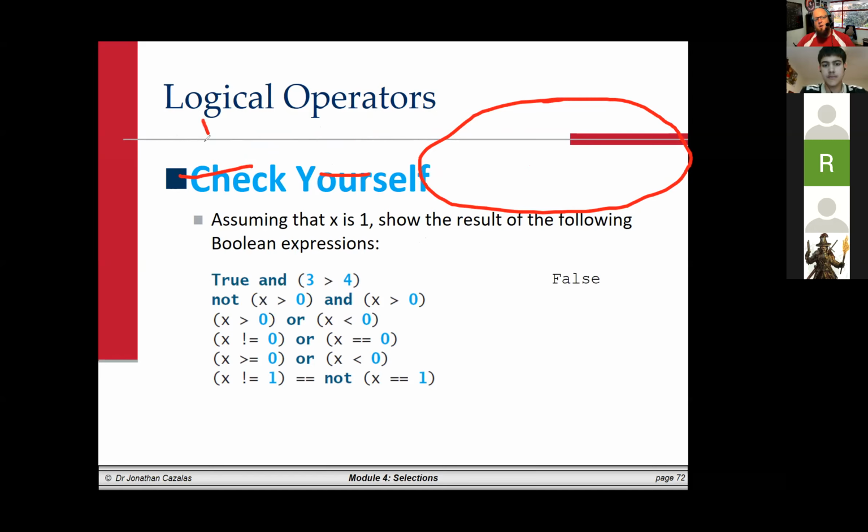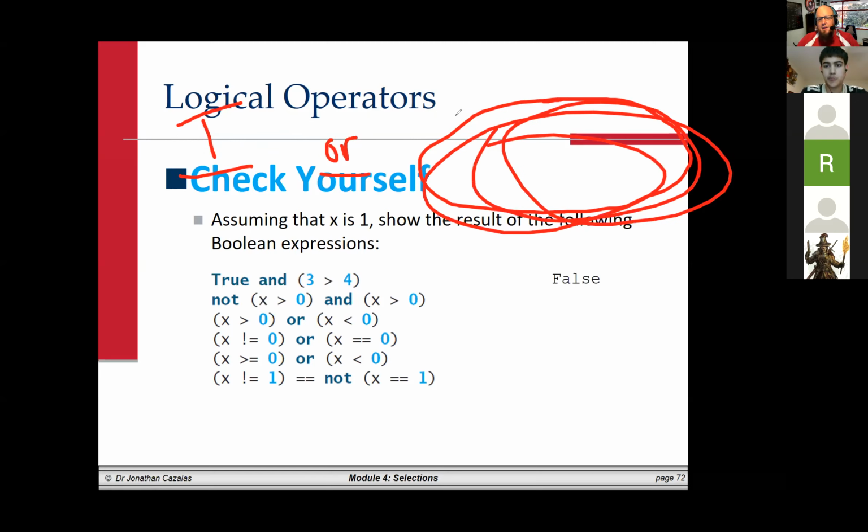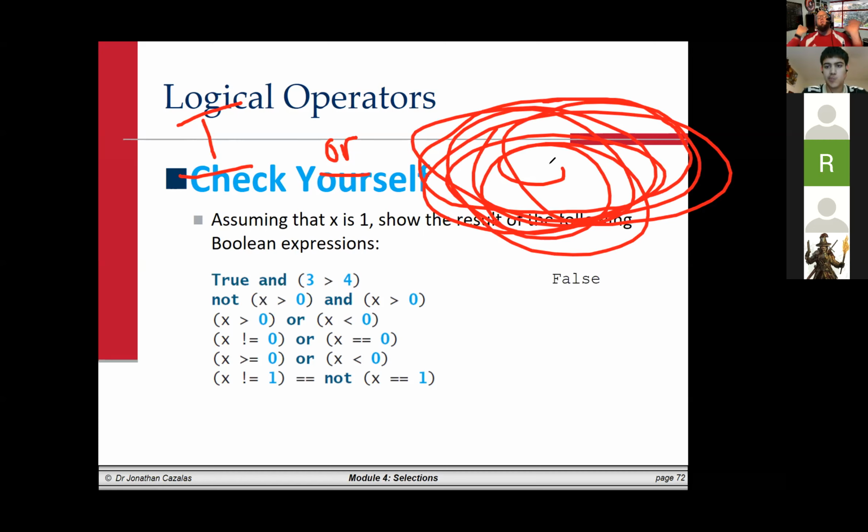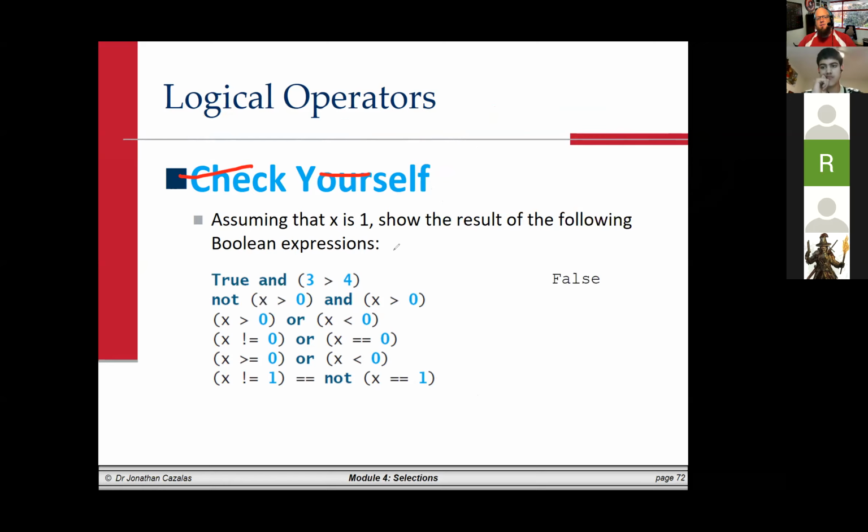True or. Perfect. Nicely done. If I say true or anything right here, Python does not even look at that anything. Because whatever you put there, the total answer is going to be true, because true or anything is true. False and anything is false. Nicely done.